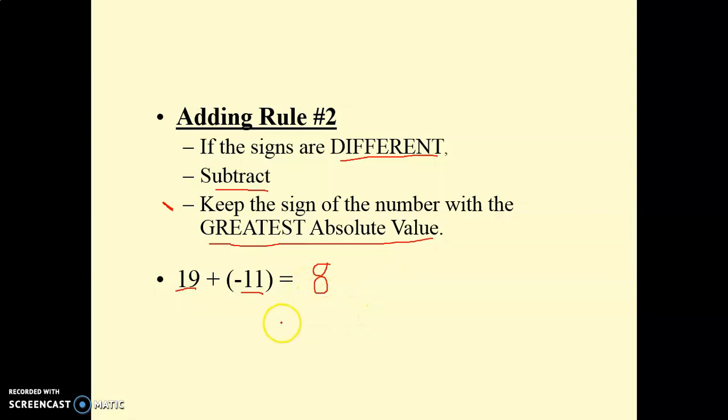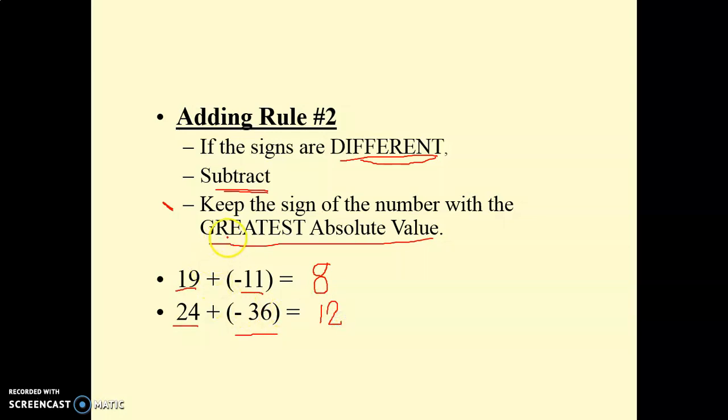Okay? Next one, we have here 24 plus negative 36. The sign of 24 is positive. The sign of 36 is negative. They have different signs. Therefore, we're going to subtract. What is 36 minus 24? That is equal to 12.